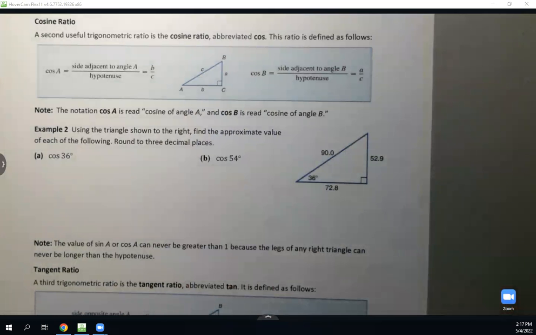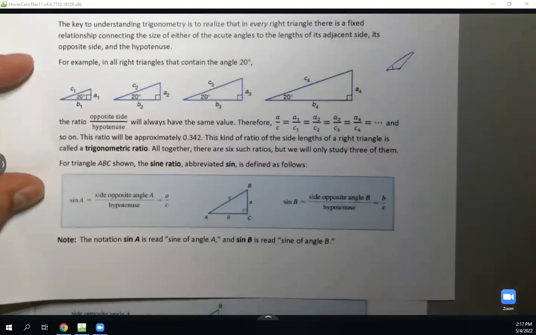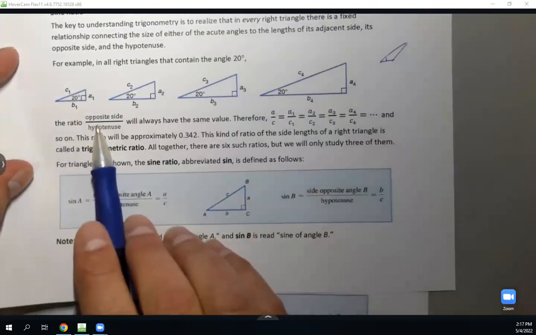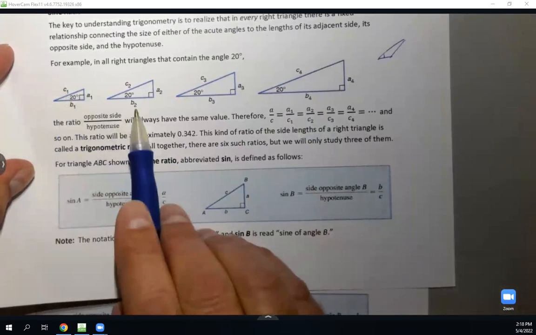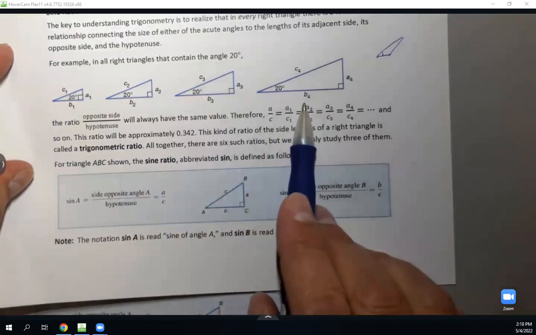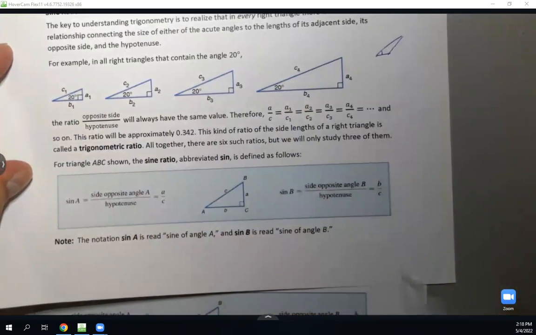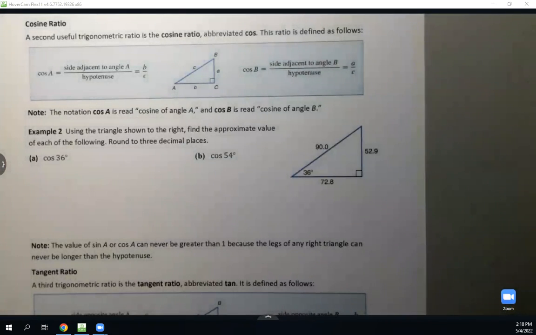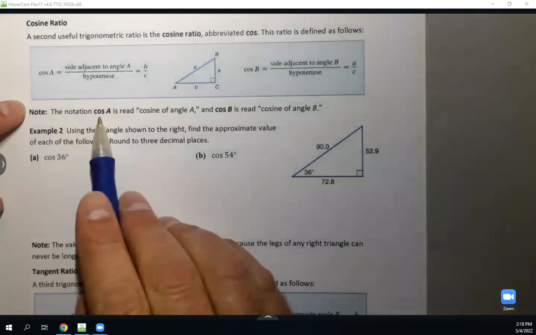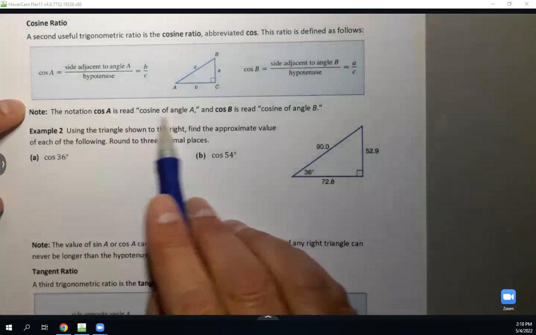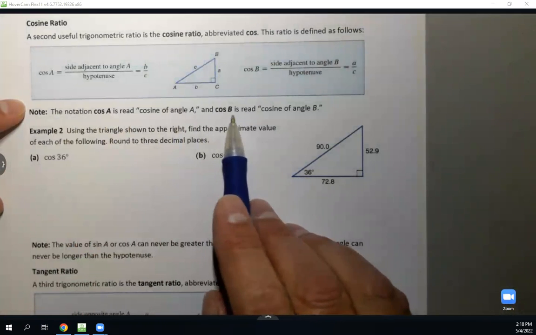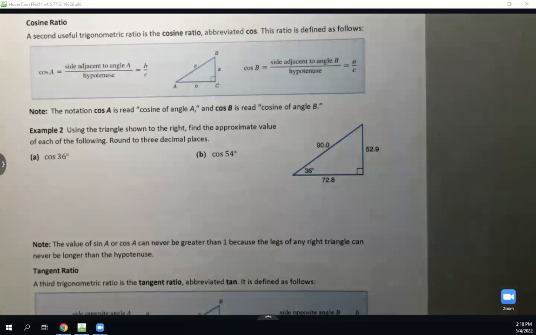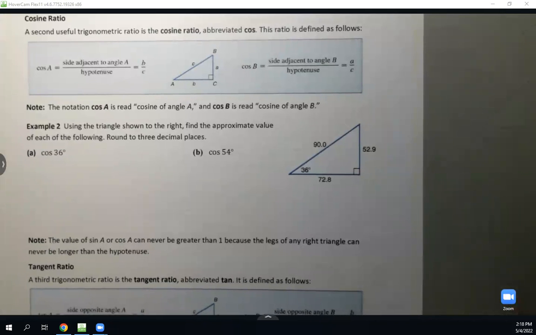Okay, but the ratios, like if I drew this picture back in here, if I have this 20-degree angle, the cosine would be b1 over c1, b2 over c2, b3 over c3, b4 over c4, and all of those will be the same thing because the triangles are similar. Make sense? So note the notation cos A is read the cosine of angle A, and cos B is read the cosine of angle B. So this example's just like what we did 2 minutes ago with example 1, except we're going to do cosine.